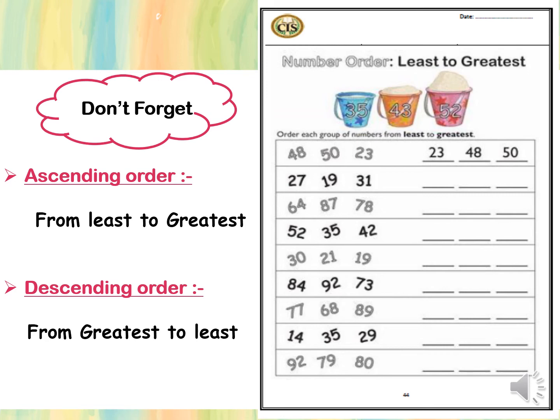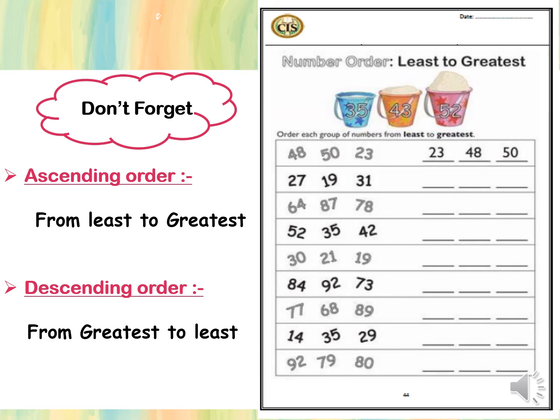Okay, example number one here, we have 48, 50, 23. First thing I do, I look at tens place and see which number is the smallest. Okay, look at tens place, we have here 4, 5, 2. So 2 is the smallest number first. Then we will put 48, then 50.